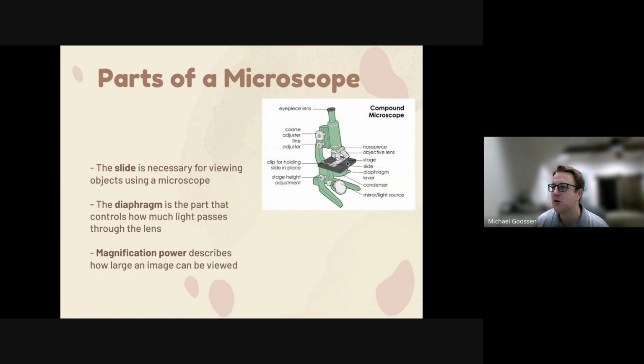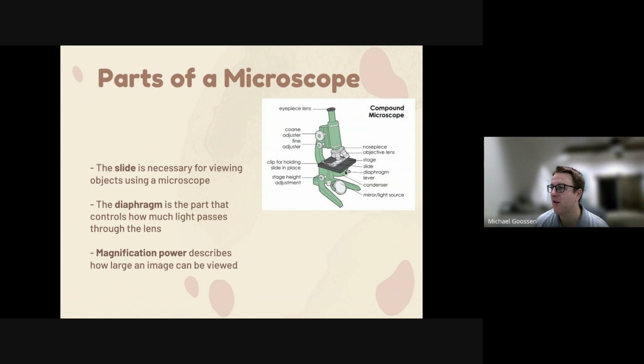Next, we have the slide, which is what the specimen is on. So if you put some gunk from a pond or something, and you want to look to see if there's any bacteria in there, you put it on the slide, and then you put the slide under the microscope.